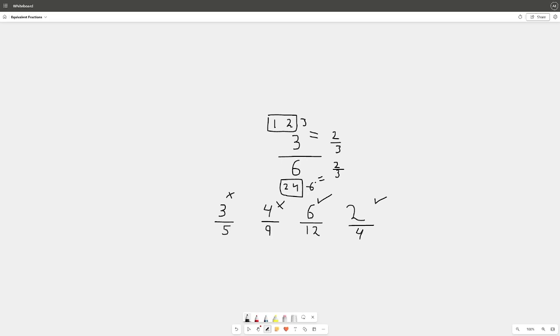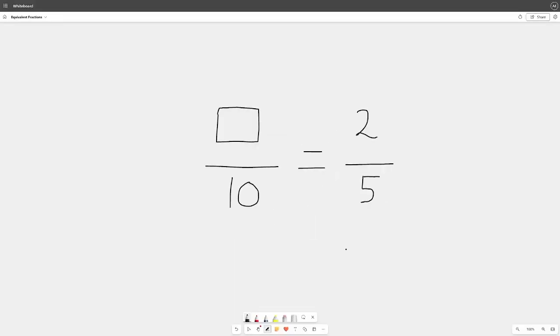All right, let's move on to another example. So here we have a question mark, we can use a question mark to represent this, over 10 equals 2 over 5. So whenever we don't know a number, as in this box here, we look at the side that we do know, the part of the fraction that we do know. Now we know the 5 became a 10, right? And we're trying to find out the number on the left here.